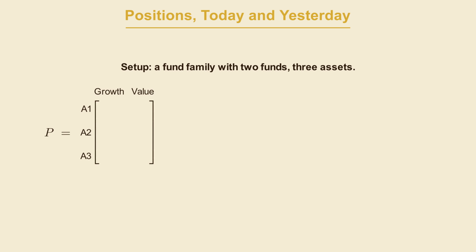Let's suppose it looks something like this. Asset 1, the firm holds 200 shares in growth and 100 in value. Asset 2, 300 in growth and 400 in value. Asset 3, 100 shares are held in growth and 200 are held in value. So P is a 3 by 2 matrix.